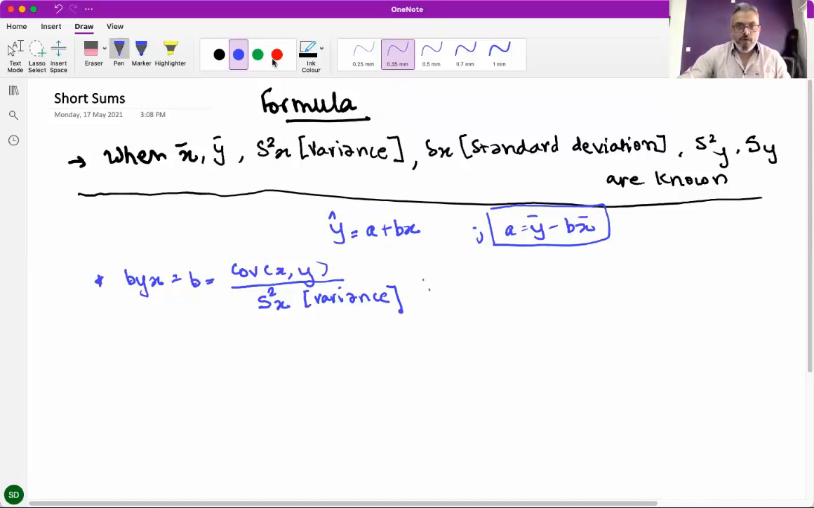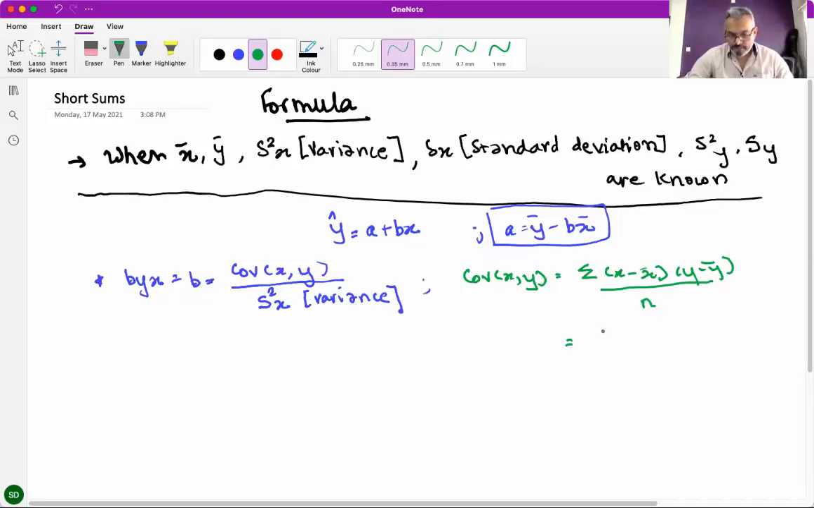Now, what is covariance x comma y? Covariance x comma y is equal to sigma x minus x bar, y minus y bar, upon n, or sigma xy minus n x bar y bar upon n. So either of the formulas, either this one or this one, is important if covariance is not directly given to us.